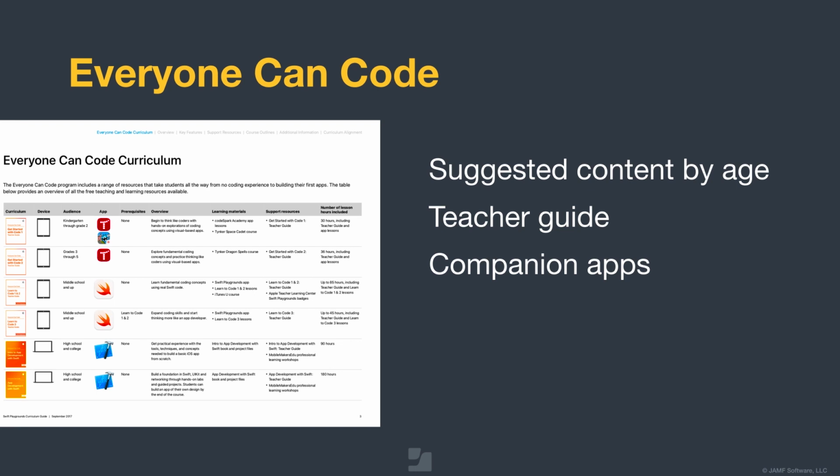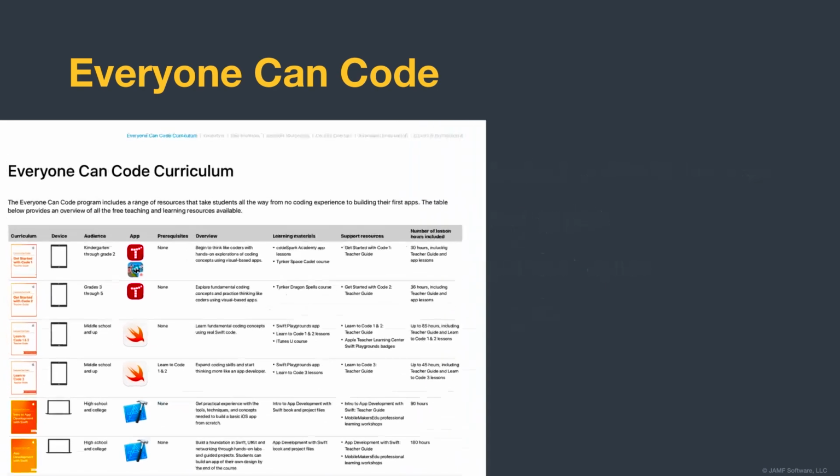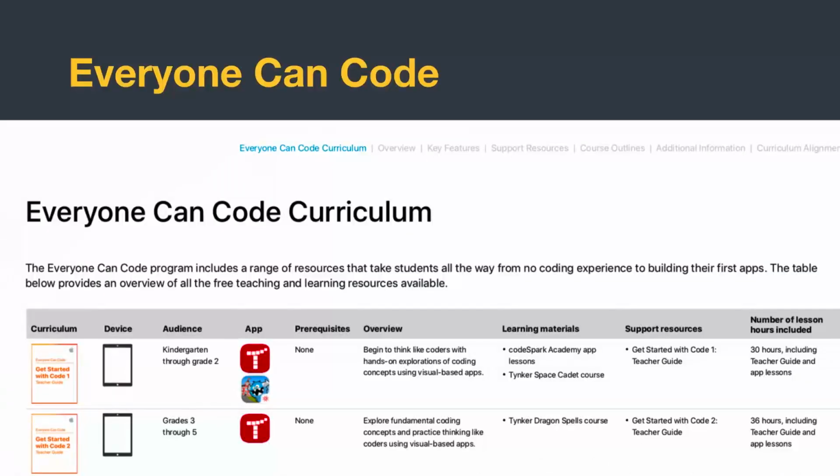If you search online for the Everyone Can Code curriculum, you will find Apple's guide that actually breaks down students from kindergarten all the way through high school, both on what content the teacher should be using, the apps the students should be learning from, as well as recommended hours for how long it will take to go through all of these concepts. I'm just going to zoom in on this real quickly so that you can see this is not an Apple marketing play. This is really, truly bringing coding to the classroom in an accessible way that teachers will feel comfortable with and students will appreciate.